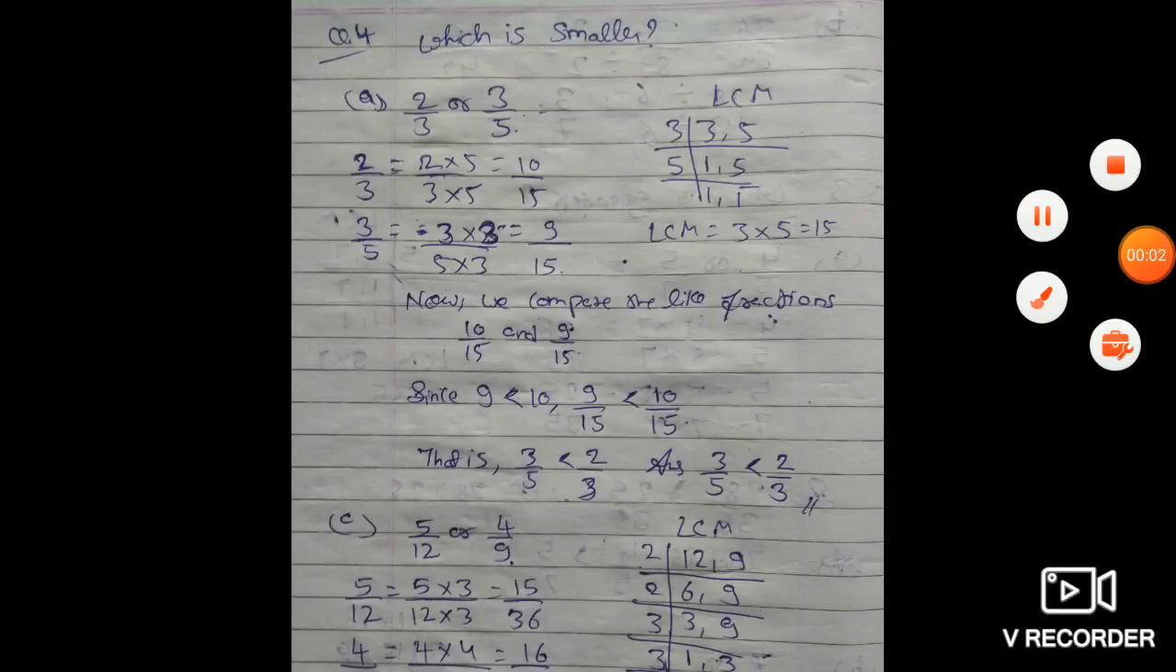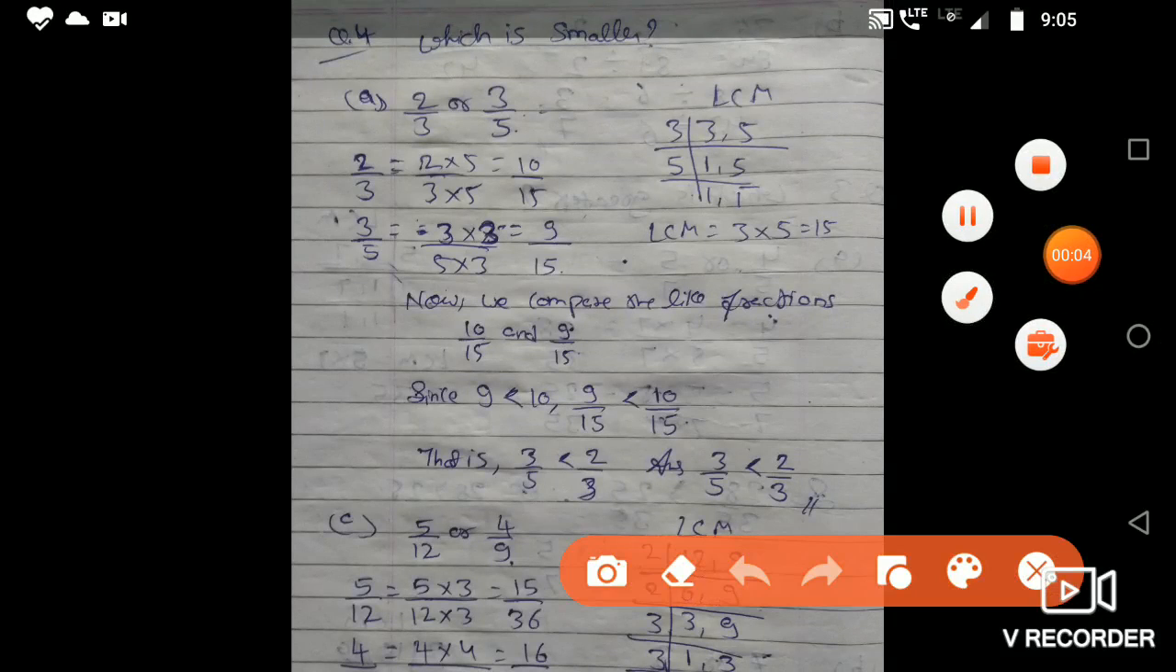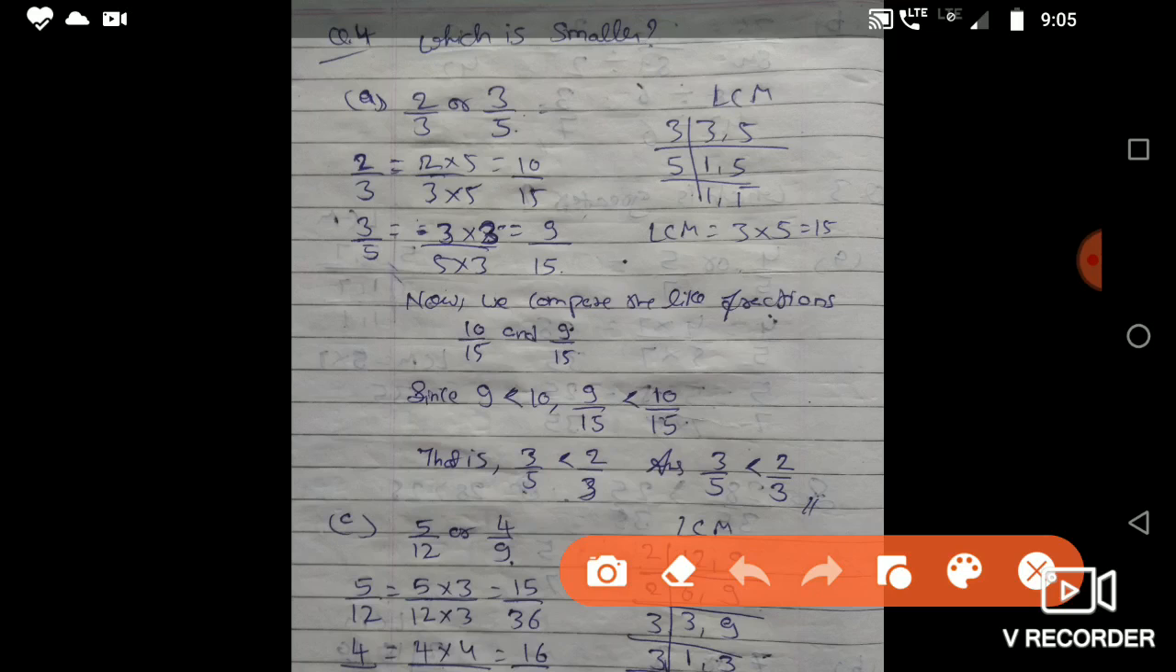Next, question number 4. Here we find out which number is smaller. So here you can see both numbers are not in proper fraction. This number is given in improper fraction. So here we find out the LCM. Our LCM is 15. So here we change the denominator of both fractions.